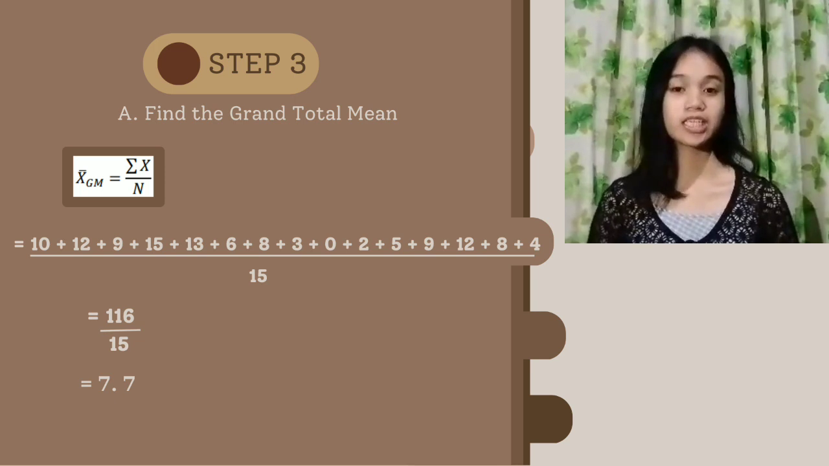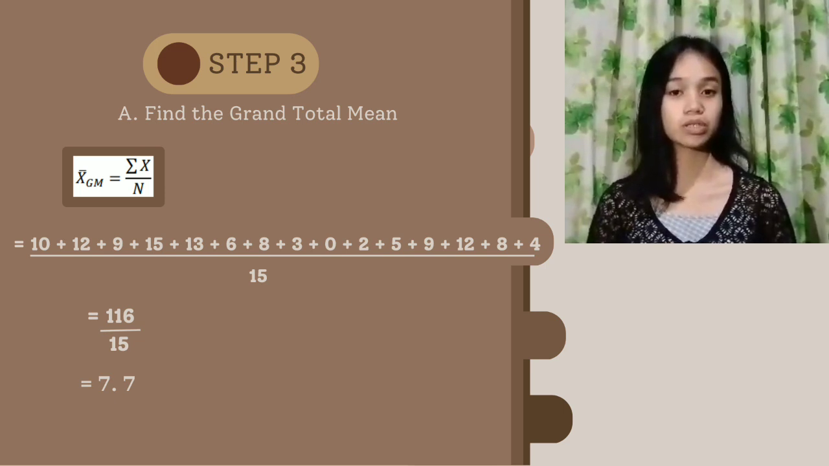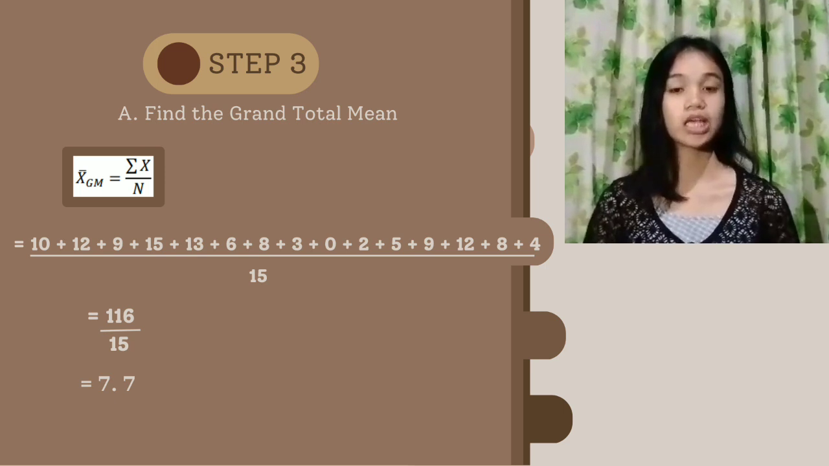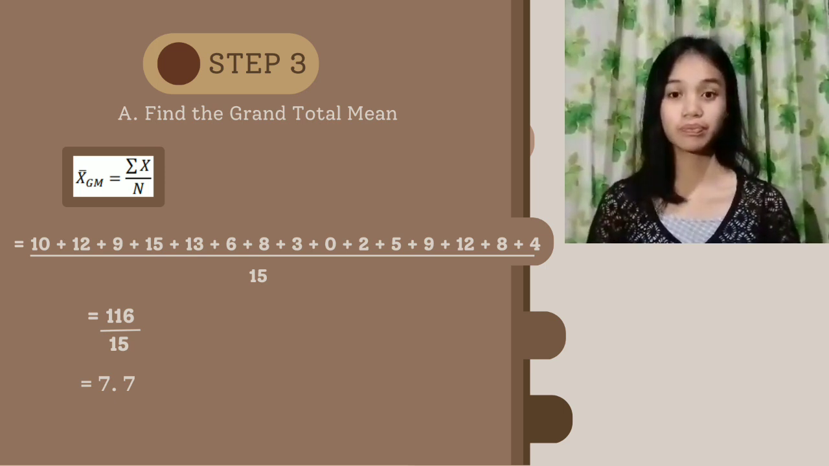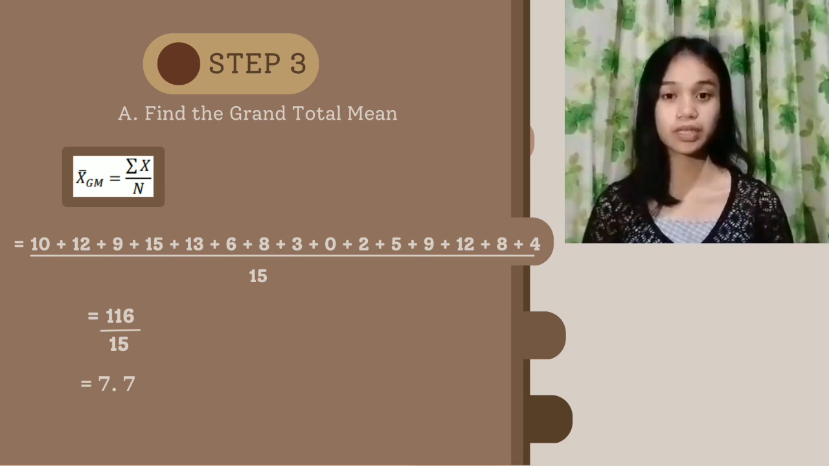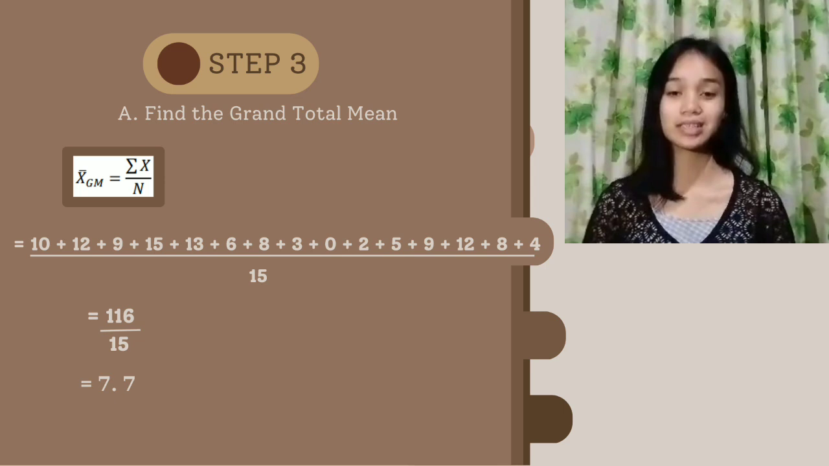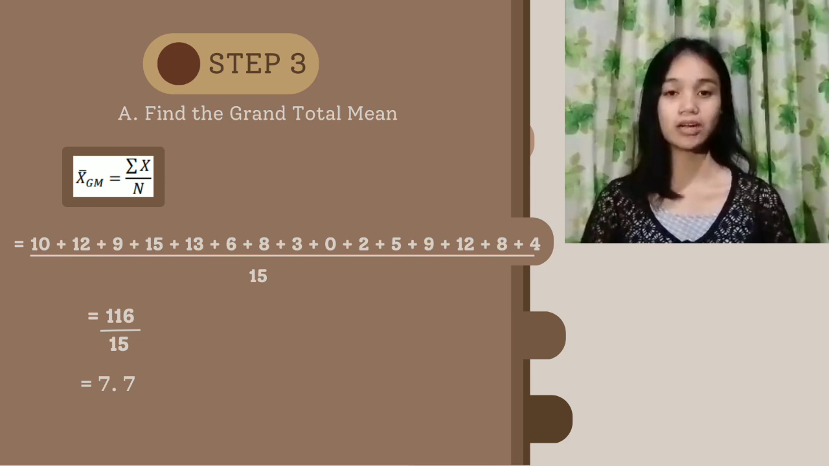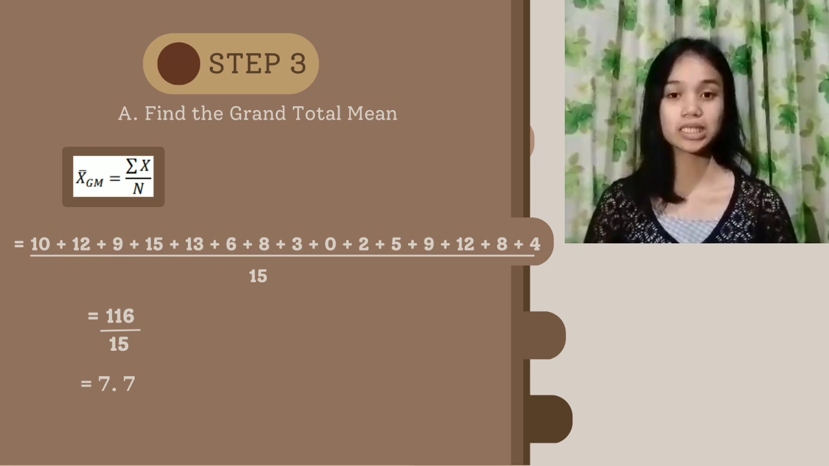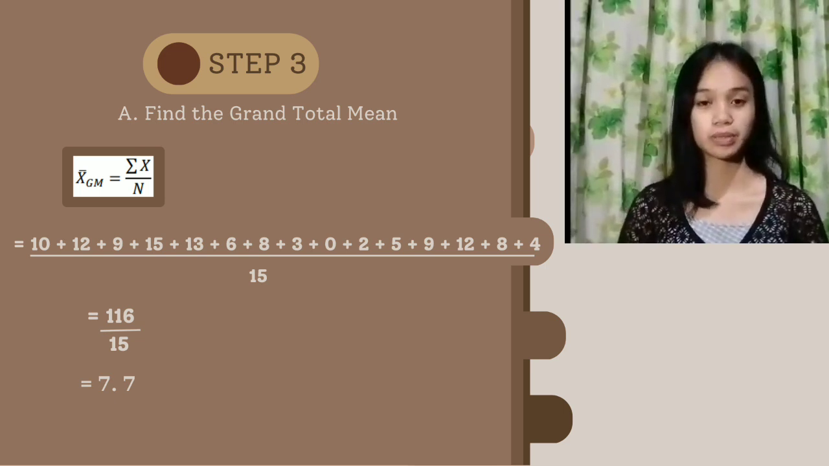Step 3. Find the grand total mean. The grand mean is equal to the summation of x over n. We simply add all the numbers, 10 plus 12 plus 9 plus 15 plus 13 plus 6 plus 8 plus 3 plus 0 plus 2 plus 5 plus 9 plus 12 plus 2 plus 4, with a total of 116. We divide 116 over 15, with a quotient of 7.73.